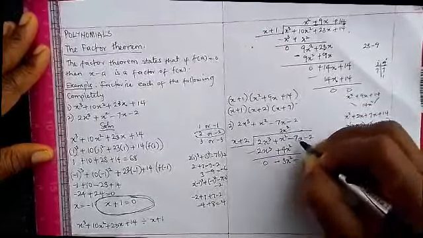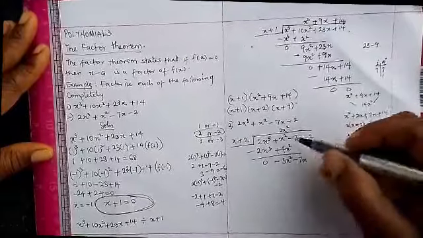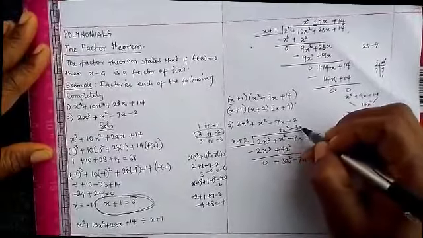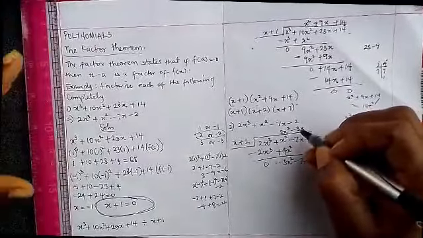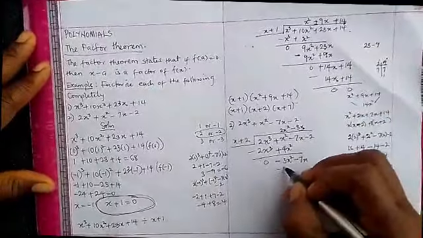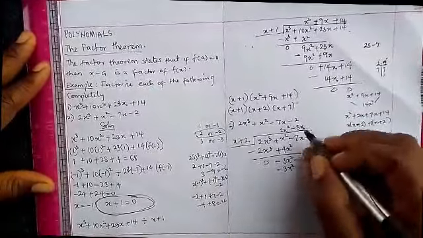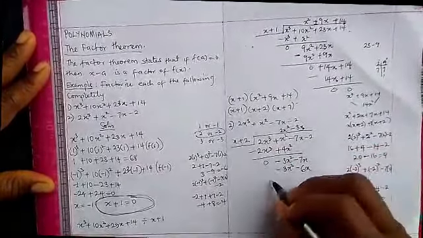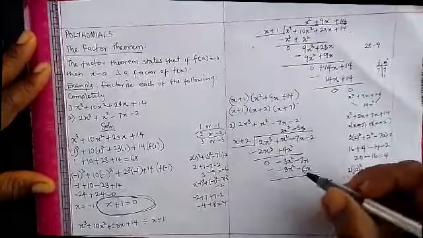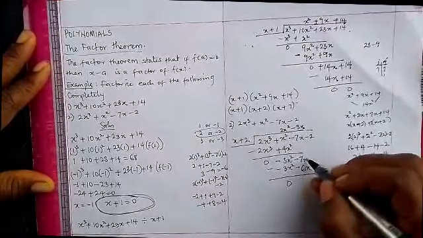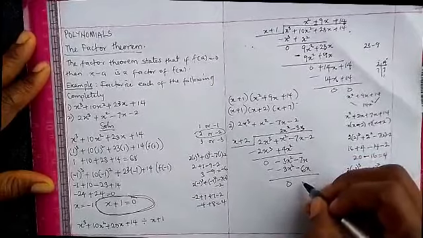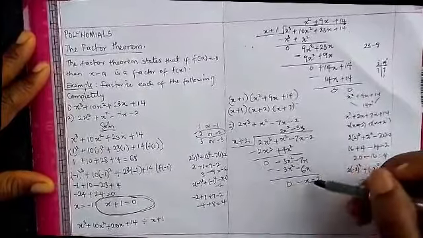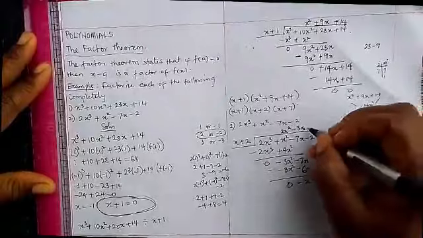You bring down the next value, minus 7x. Minus 3x squared divided by x is minus 3x. Multiply it. You have minus 3x squared, minus times plus is minus 6x. We subtract again. This is 0. Minus 7 plus 6 will give you minus x. Bring down minus 2. Minus x divided by x will give you minus 1.